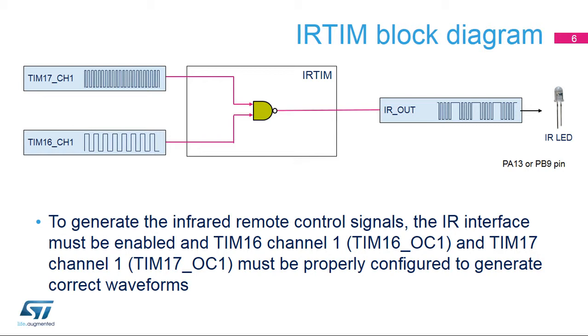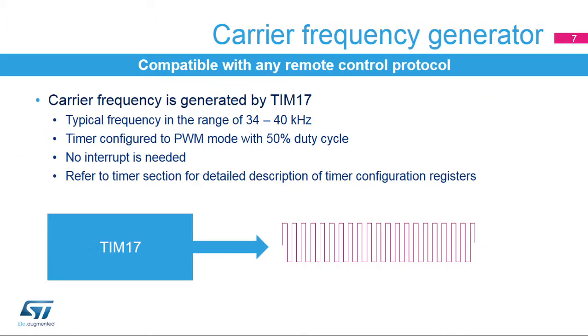The activation of this function is done through the GPIO alternate function register by enabling the related alternate function bit. TIM17 is used to generate the high-frequency carrier signal, while TIM16 generates the modulation envelope. The IR output signal can be driven on GPIO's PA13 or PB9.